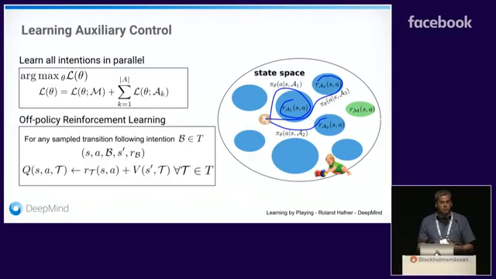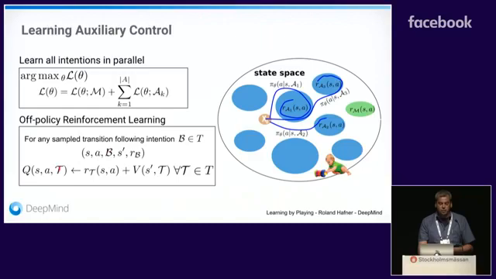So for example, if I sample the transition S, A, S prime under intention B, then I can put this in my replay buffer, and when I recall it to update my policy or my Q function, then I can update this Q function and policy not only for B, but for all intentions in our intention set.